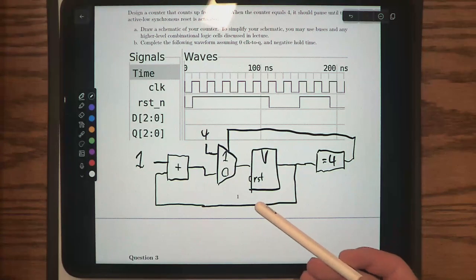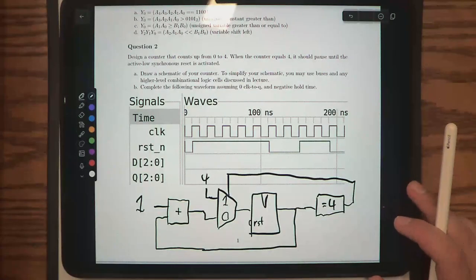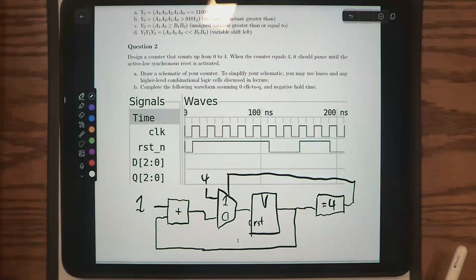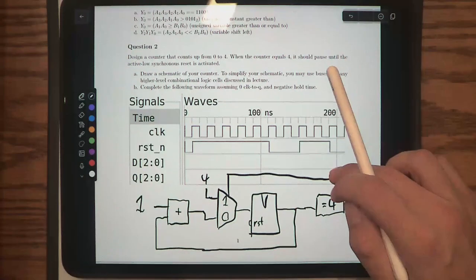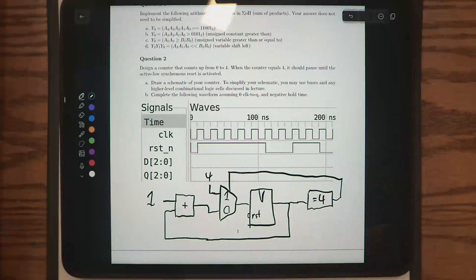Because it says you should pause it until the active low reset is activated. So I fed the reset low into a mux. When the mux is equal to 0, then I have to use it. Great question. If we need to make sure that it starts counting up again when reset goes active, then should we plug this reset into our mux? I actually don't think we need to do that because the reset should reset our counter back to 0.